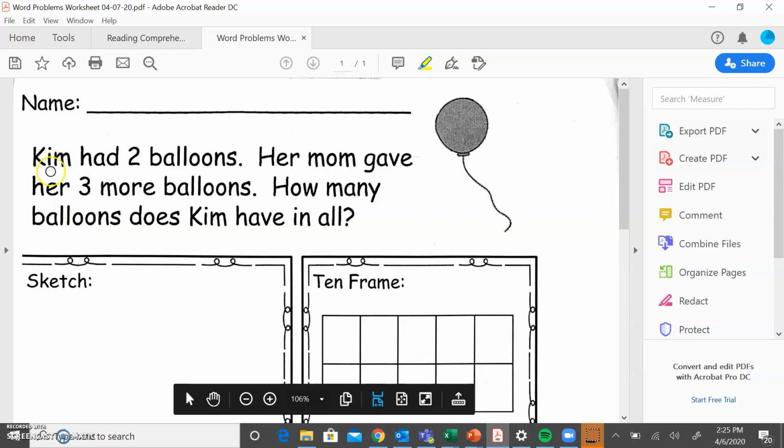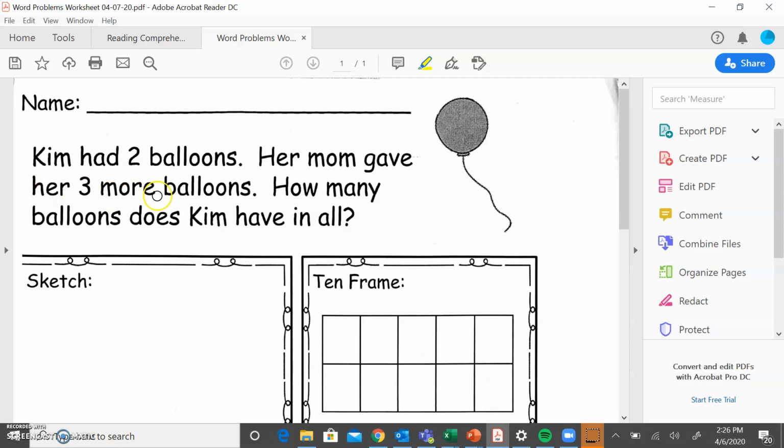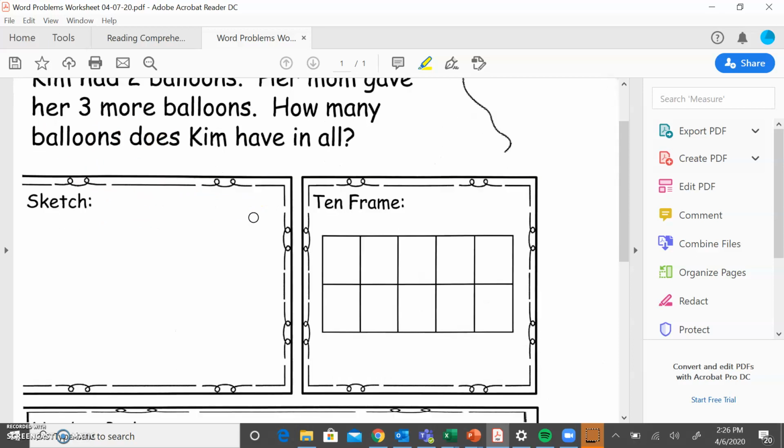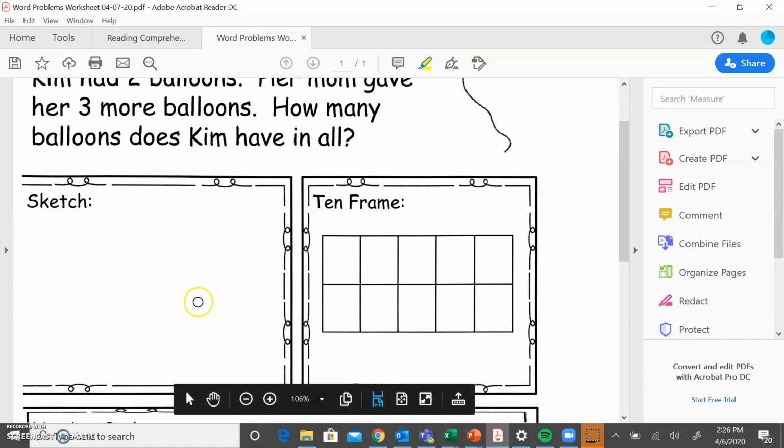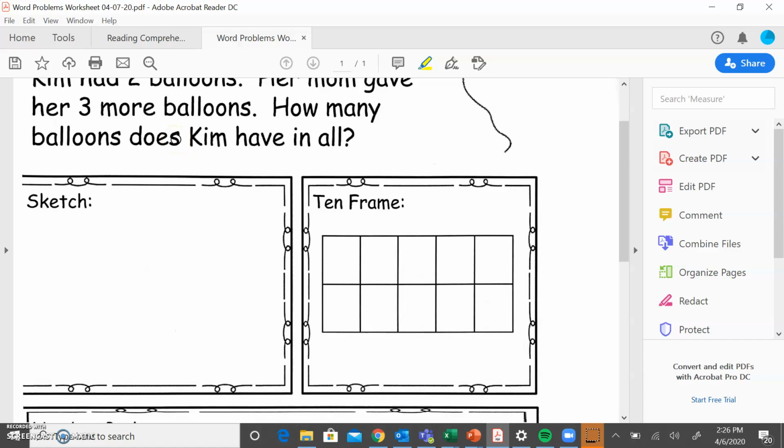So our word problem says, Kim had 2 balloons. Her mom gave her 3 more balloons. How many balloons does Kim have in all? Here are some options to help you draw it or figure it out. If Kim started with 2 balloons, I'm going to pretend like those are balloons, and then she got 3 more balloons. That's one way we can figure it out.